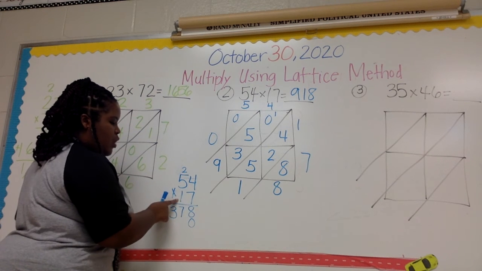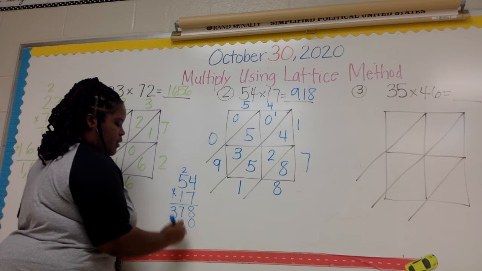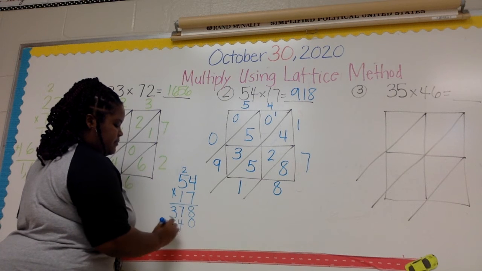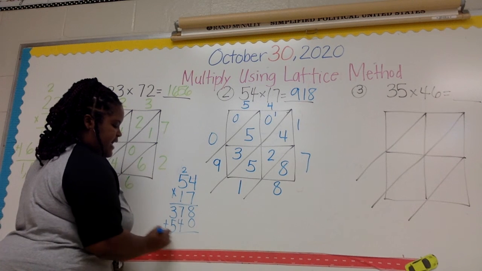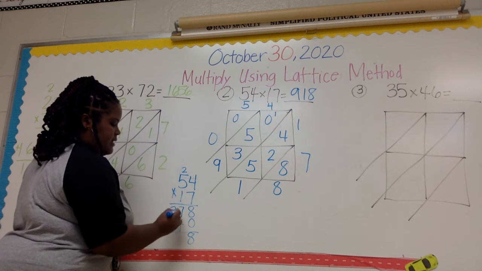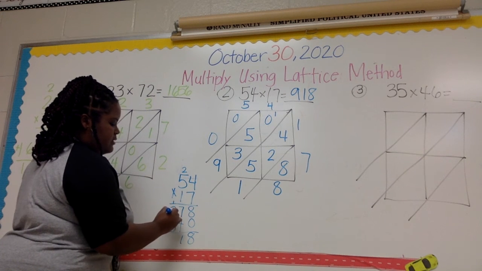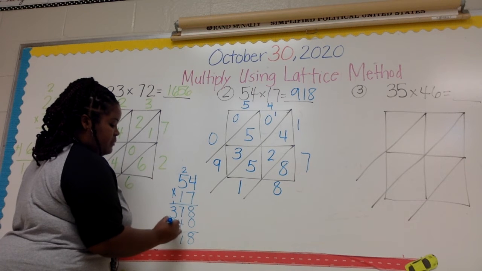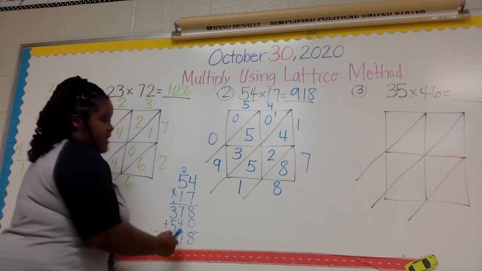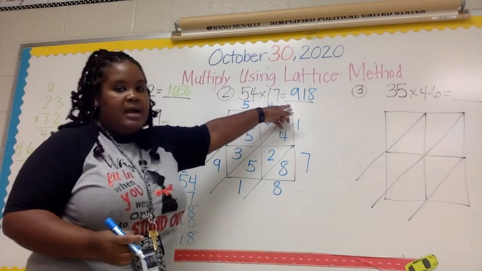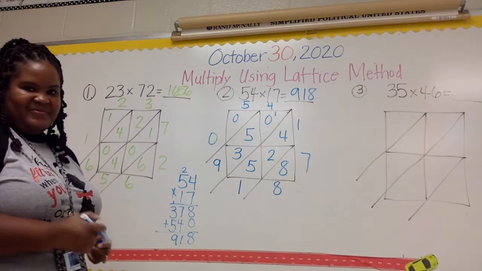So now 1 times 4 is 4. 1 times 5 is 5. Let's add. 8. 7 plus 4 is 11. 1 plus 3 is 4, plus 5 is 9. 918 is my product for this one, okay?